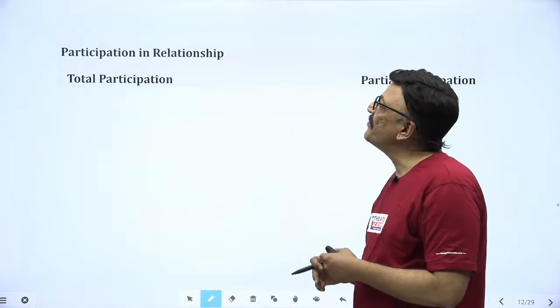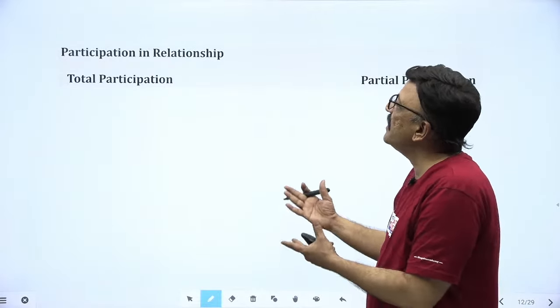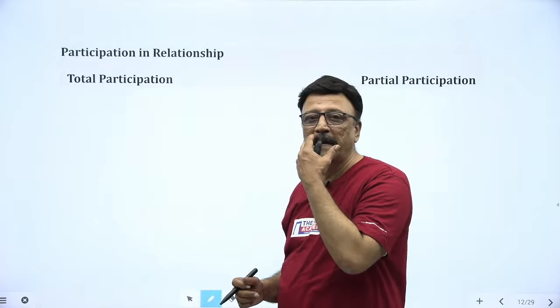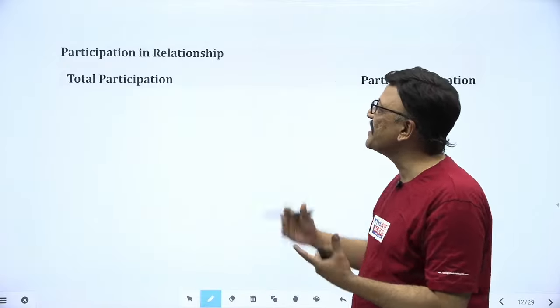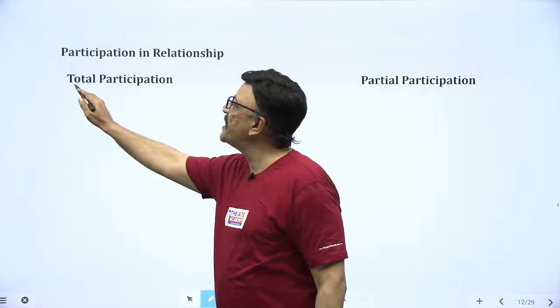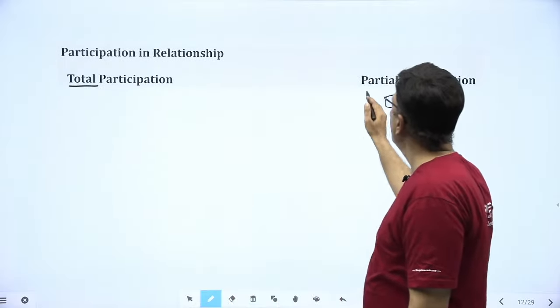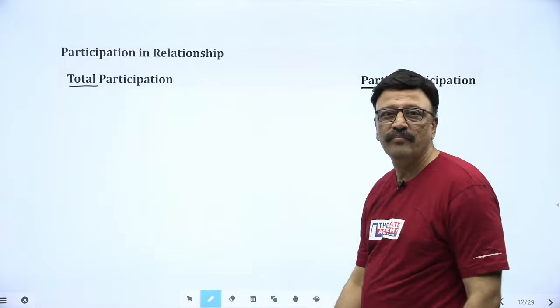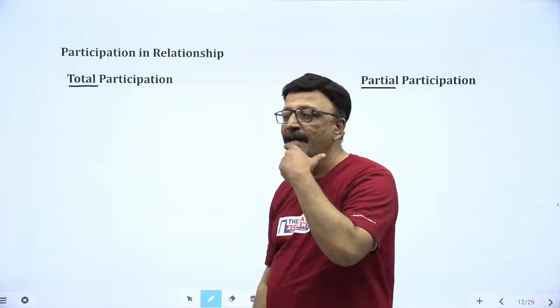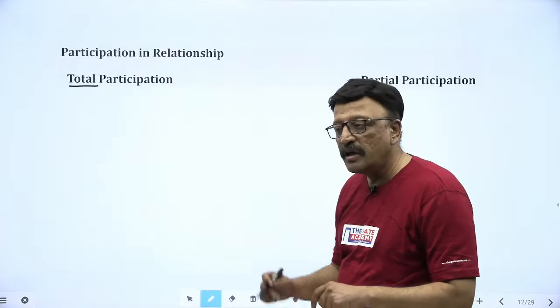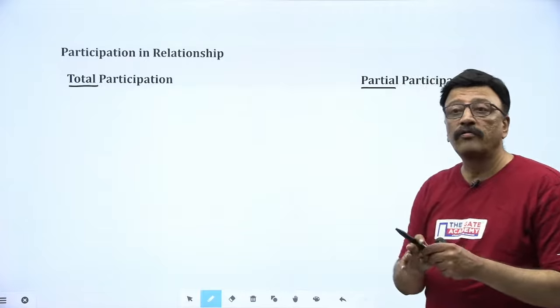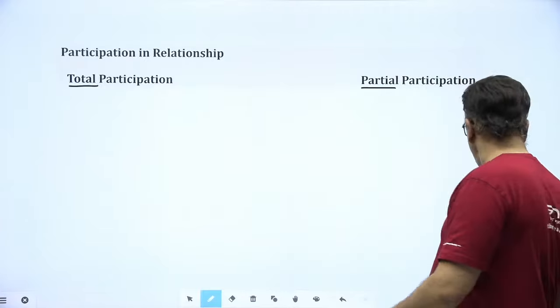You see, the point is participation in relationship. Very interesting. Participation in relationship. There are two types of participations: total participation and partial participation. What do you mean by that? Let's come to our example of one-to-many relation. So I'll go back.